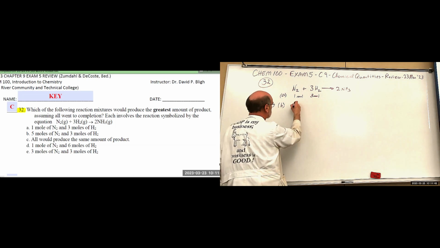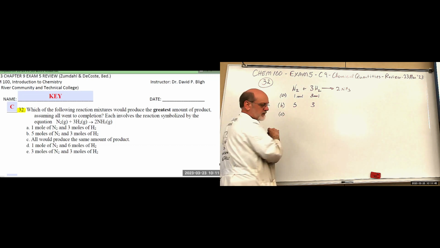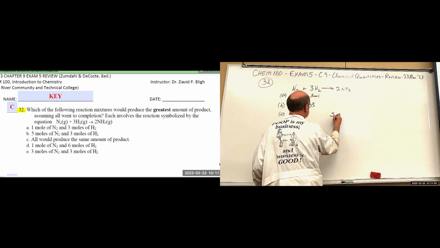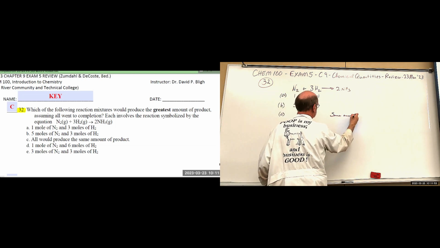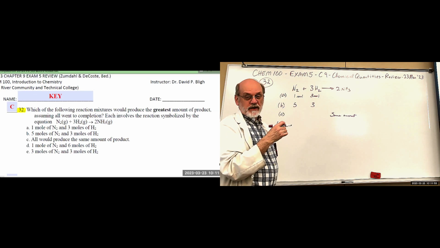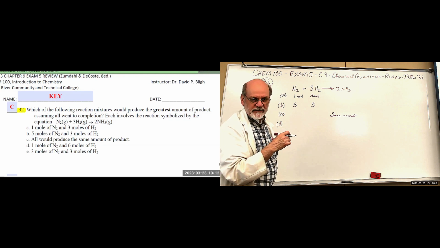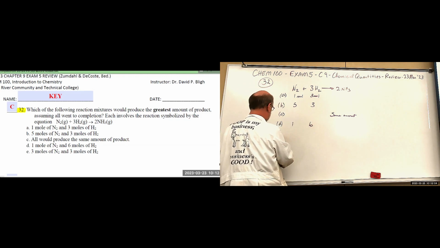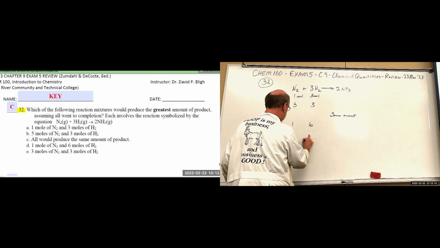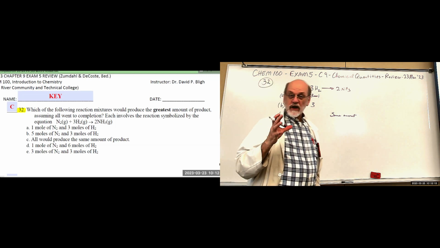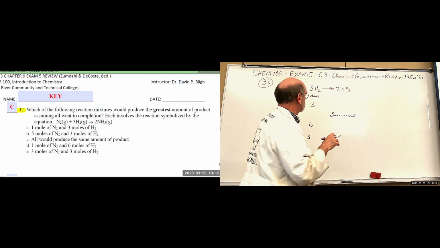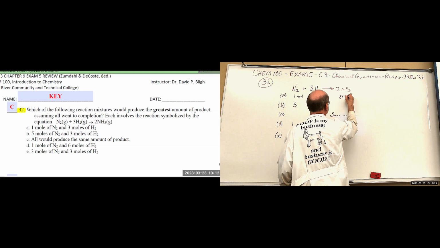B is 3 and 5. C, all would produce the same amount. Same amount. Okay. D, which is another way of saying all of the above, is 1 mole plus 6 moles. E is 3 and 3. Okay, and back to the question. Which of the following would produce the greatest amount of product? So we want the greatest amount here.